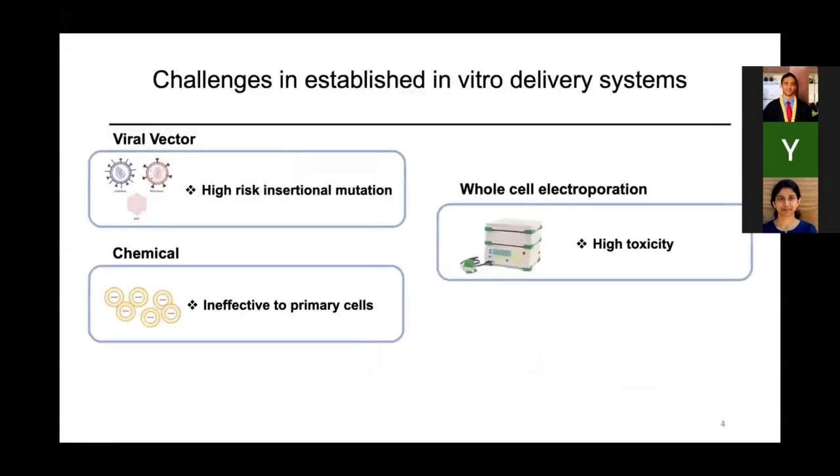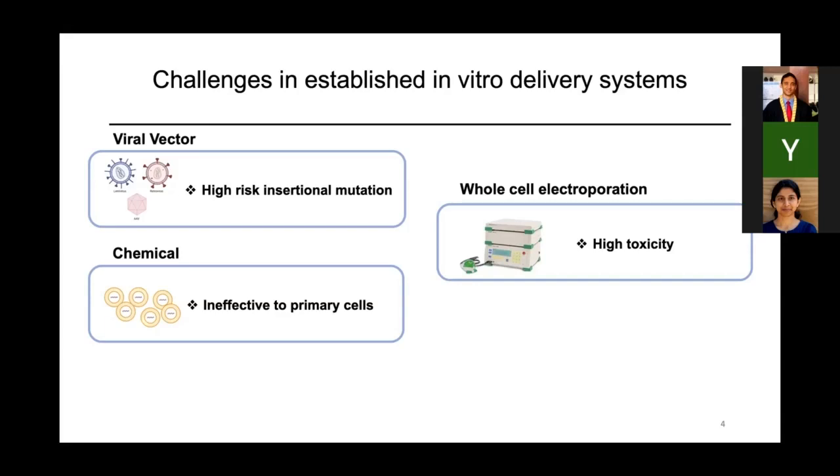So currently we have established many delivery systems, and here I list the most popular ones that we use on a daily basis: viral vector-based delivery, chemical-based delivery, and whole cell electroporation. Although they are very powerful and useful, they suffer from various limitations, which slow down or even block the progress of biological discovery. And here I list the main challenges of each delivery system.